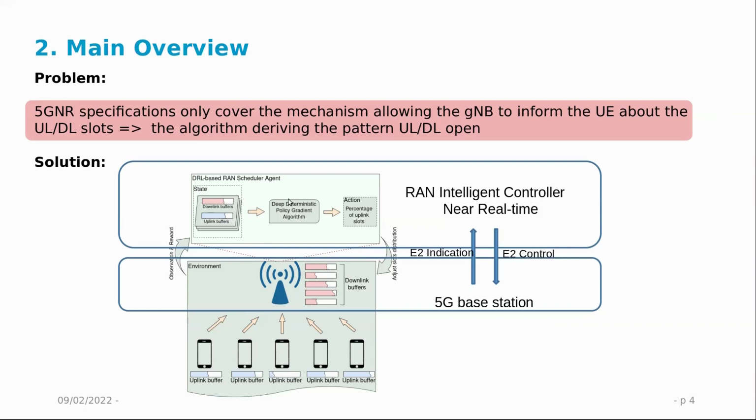The DRL solution will run on Open RAN RIC near real time. It monitors the status of uplink buffers and downlink buffers via the E2 indication messages. Then it will execute the DPG algorithm to derive the percentage of uplink slots and send the results via E2 control message. The GNodeB will update the TDD configuration and inform the UE about the new configuration. Let's move to the demo.